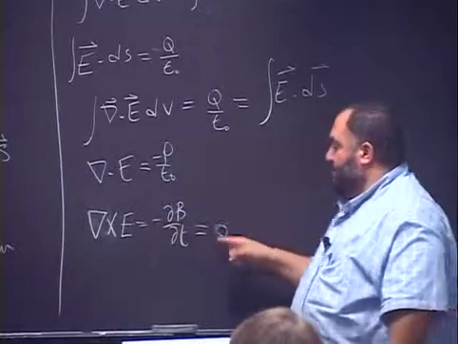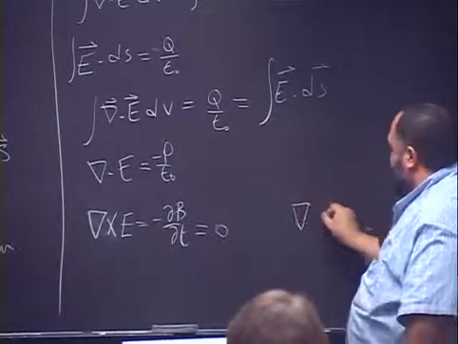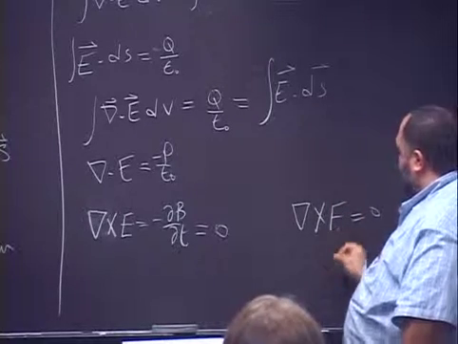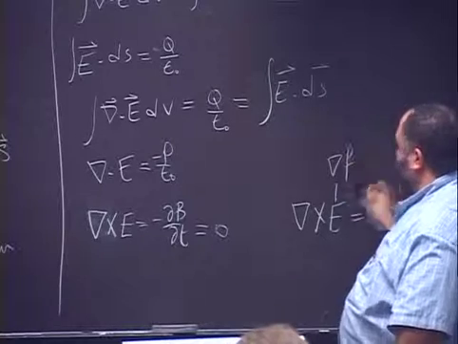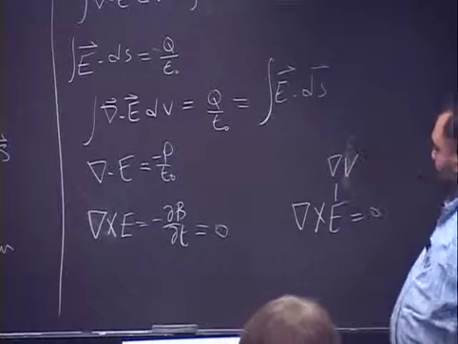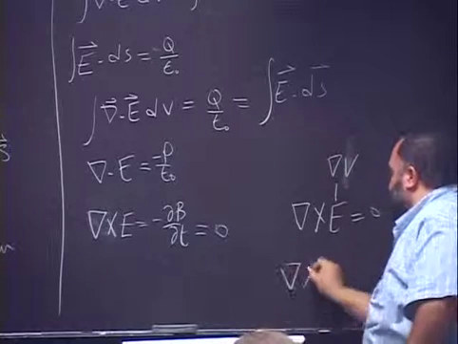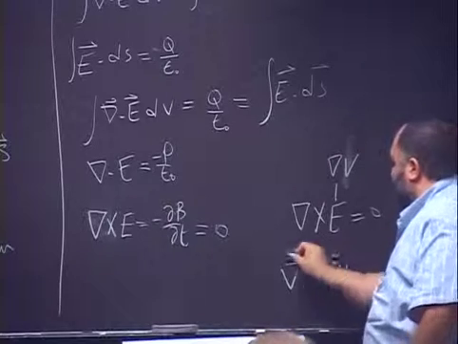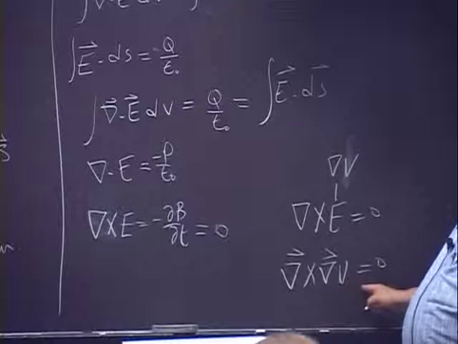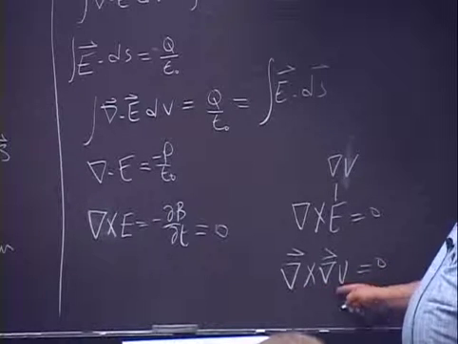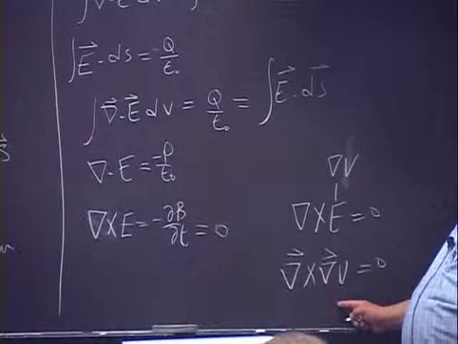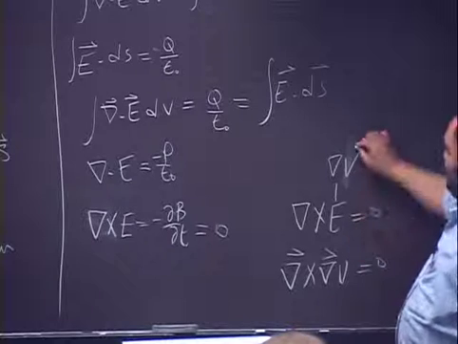So curl of E equals 0. If you have curl of a vector equal to 0, you can represent this vector as a gradient of a scalar function. I call this scalar function V. So this would be curl of a gradient of V. If you do curl of a gradient of a scalar function, this is 0. So I can put E equal to grad V. And V in this case will be what?